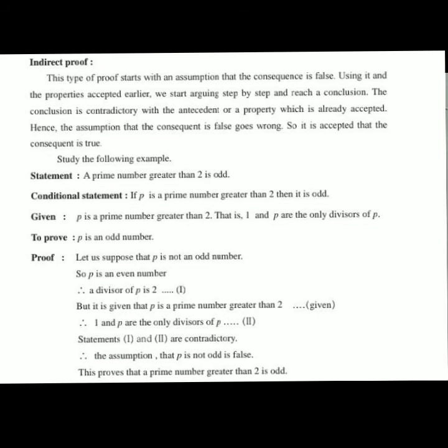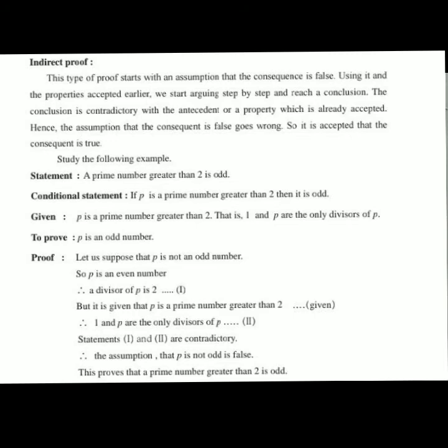Now let's prove. Let us suppose that p is not an odd number. So p is an even number. Therefore, a divisor of p is 2 because this is an even number. Even number means what? All even numbers are divisible by 2. So, a divisor of p is 2. This is your statement number 1. But it is given that p is a prime number greater than 2. This statement is written in the given. So, reason is given. Therefore, 1 and p are the only divisors of p. This is your statement number 2.